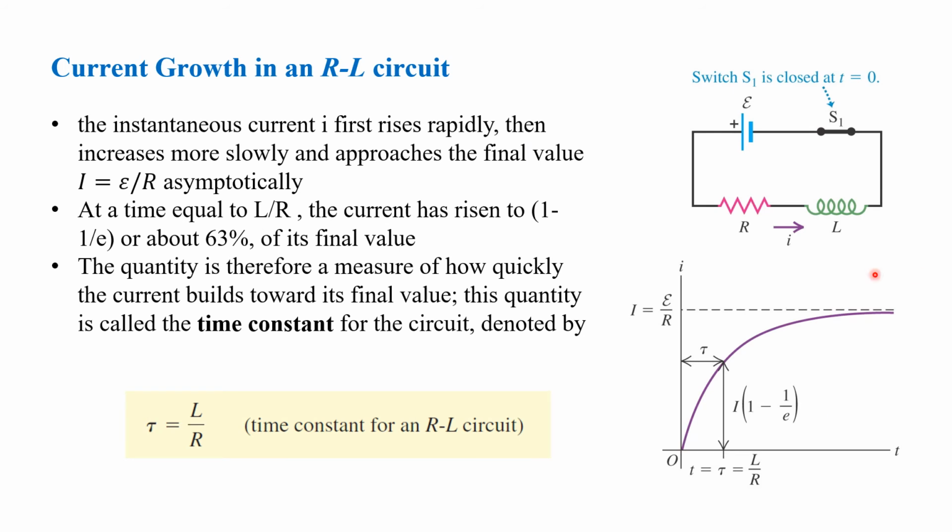The instantaneous current i first rises rapidly, then increases more slowly, and approaches the final value i equal to epsilon over R asymptotically. So at time equal to L over R, the current has risen to 1 minus 1 over e, or about 63% of the final value, which is around here. That quantity is therefore a measure of how quickly the current builds towards its final value. This quantity, L over R, is called the time constant for the circuit, denoted by tau, equal to L over R.